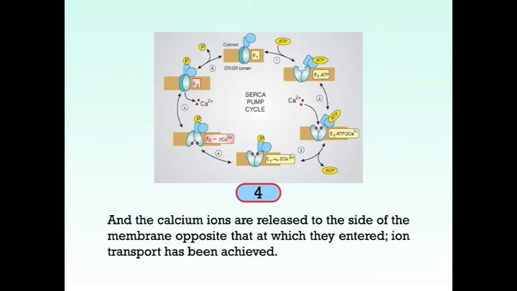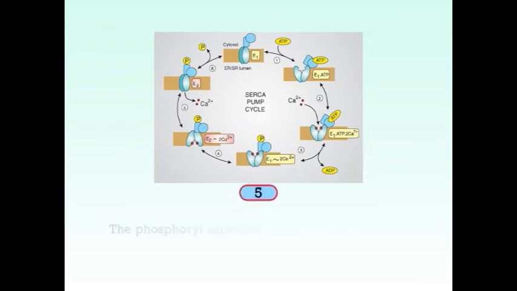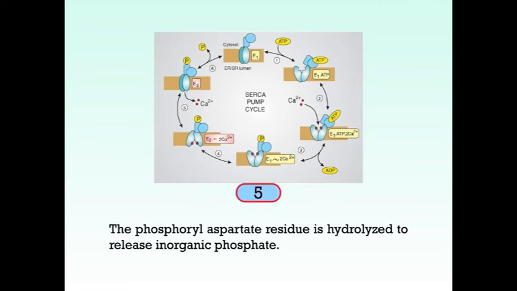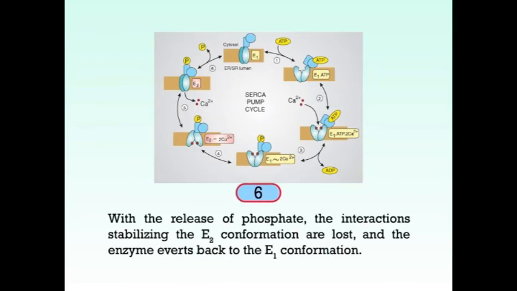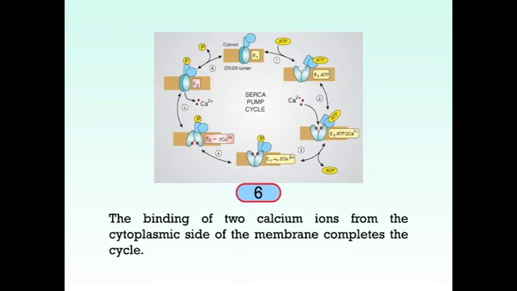Ion transfer now has been achieved. Now, the phosphoryl aspartate residue is hydrolyzed to release inorganic phosphate. With the release of phosphate, the interactions stabilizing the E2 conformation are lost and the enzyme everts back to the E1 conformation. The binding of two calcium ions from the cytoplasmic side of the membrane completes the cycle. So that was how the calcium ATPase works.